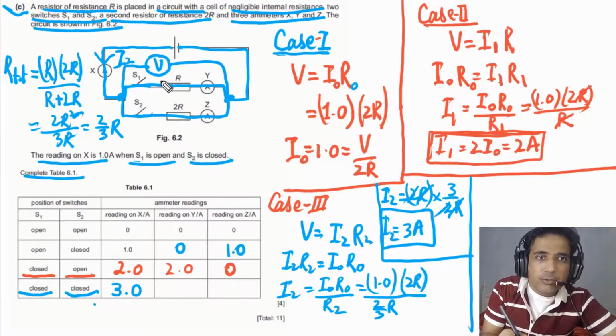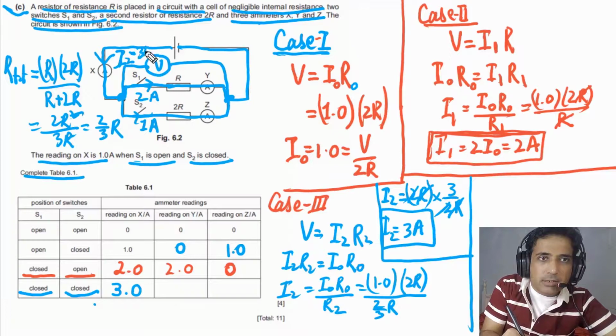So it means current passing through this one will be 2 amps, and current passing through 2R, this one will be equal to 1 amp, because the potential difference across this resistor and this resistor is the same because they are connected in parallel. But current passing through X is equal to 3 amps. So this one is 3 amps.